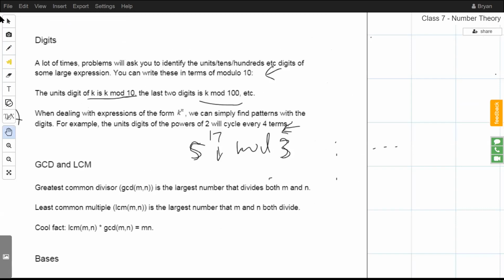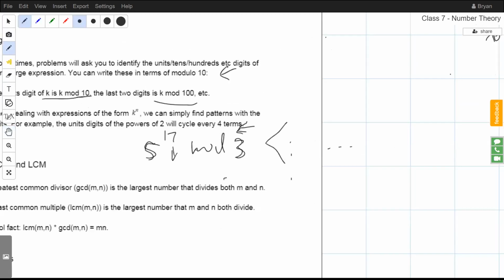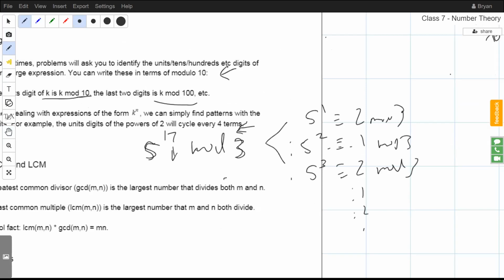So we have 5 to the 1 is 2 mod 3. 5 squared is going to be 1 mod 3. And then 5 cubed, which is 125, is going to be 2 mod 3. So you'll see that, again, there's a pattern, which alternates 2, 1. And since the exponent is odd, it's just going to be 2 mod 3.